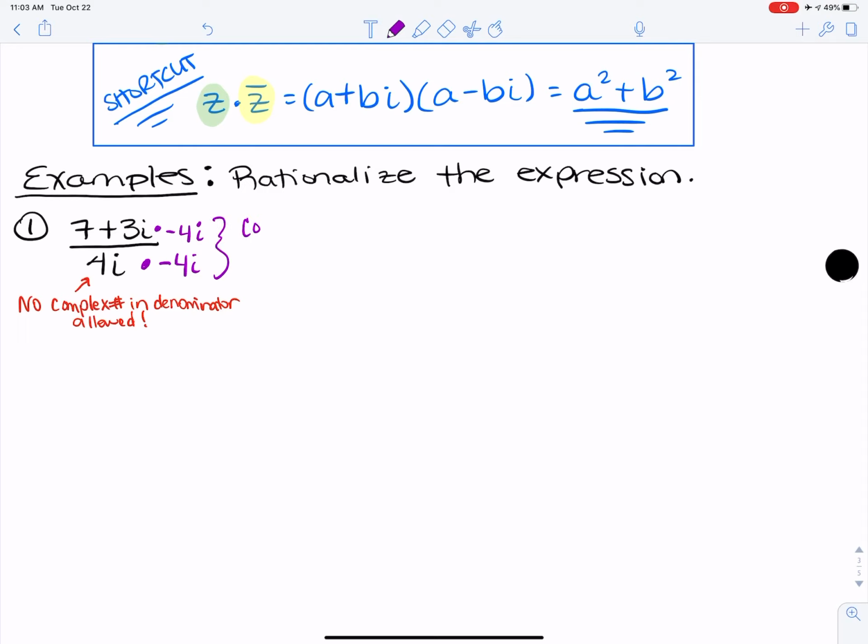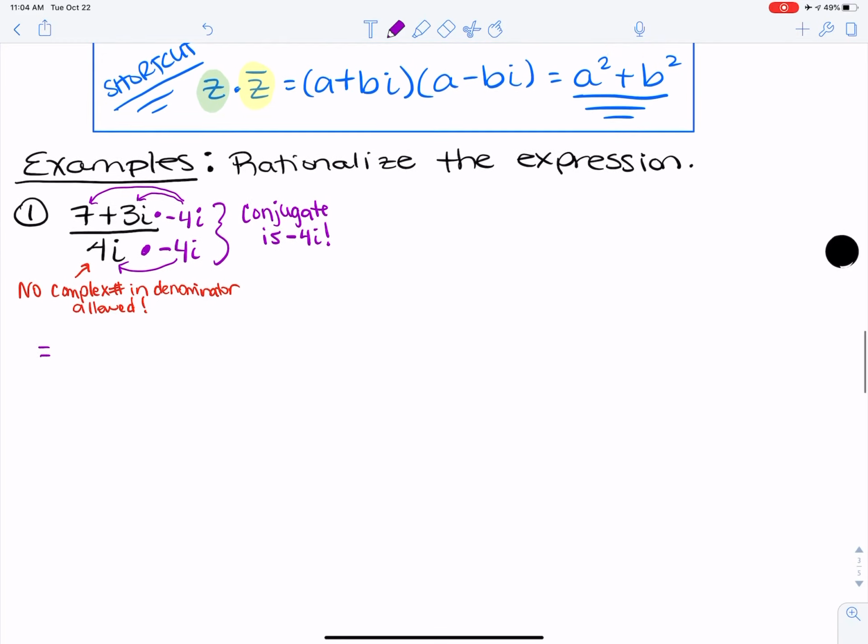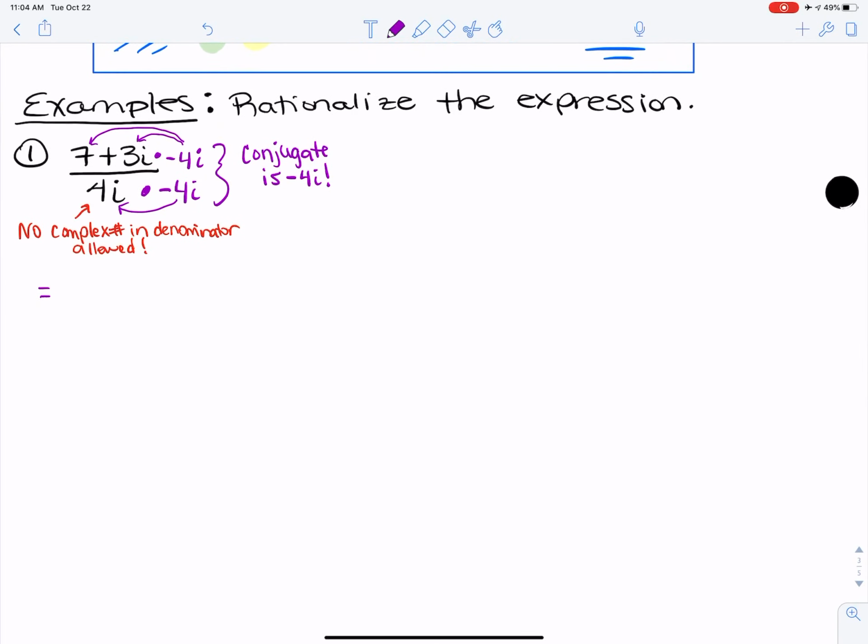And again, why? Because the conjugate is negative 4i. And now you distribute like you normally would. You're going to distribute negative 4i times the 3i, and negative 4i times the 7, and then negative 4i times 4i. And we have to figure out what those are. Negative 4i times 7 is negative 28i. It's like i is representing an x in this equation, it's just the letter i instead. Then negative 4i times 3i is negative 12i squared.